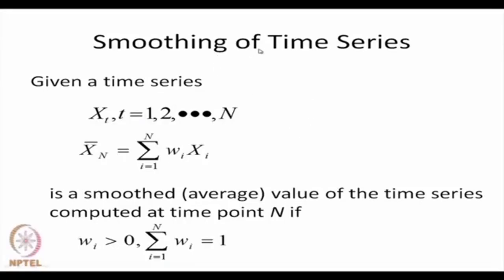Now, let us go to our topic of time series forecasting. So, given a time series x t, t equal to 1 through n, we can find out its smoothed value by taking a weighted average of each of the past data, when the weights are all greater than 0 and they add up to 1. So, x bar n is the weighted average of x.